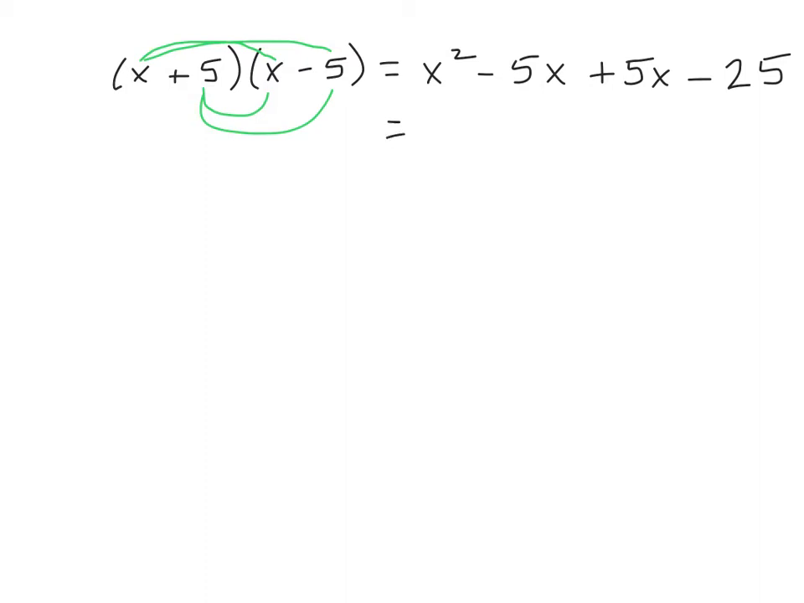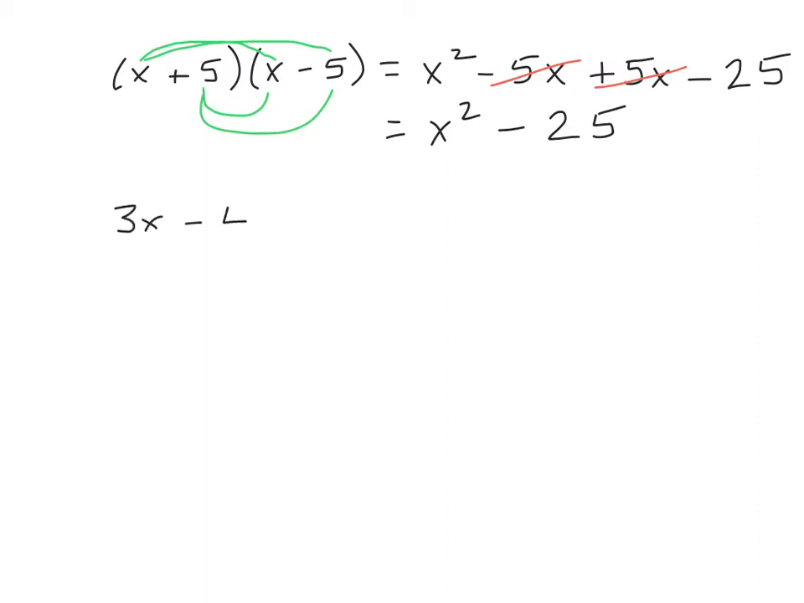If we simplify by combining our like terms, the negative 5x and the positive 5x will add to 0. So that gives us x squared minus 25. Let's try another one.